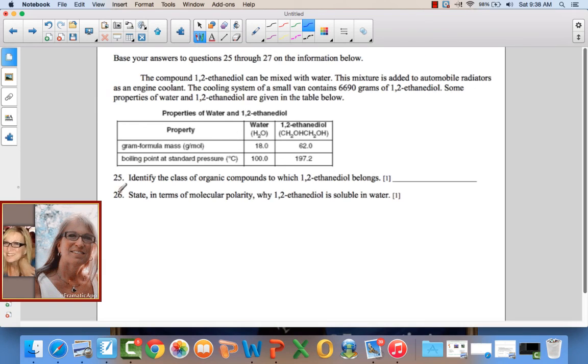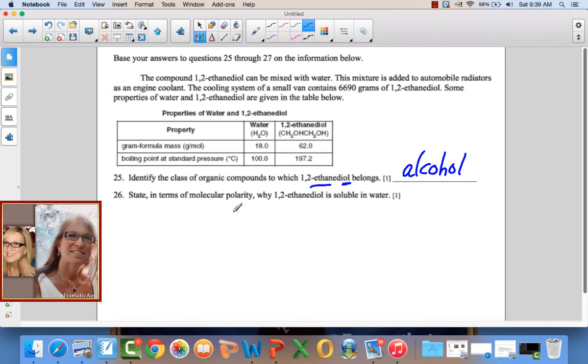I'm just going to go right to the question. Identify the class of organic compounds to which 1,2-ethanediol belongs. Well, as soon as I see numbers and I see ethane, I should be thinking organic chemistry. I'm going to go right to my Table R, and I'm going to look in my example column for anything that ends in OL, and I see that my OL ending belongs to a class of compounds called alcohols.